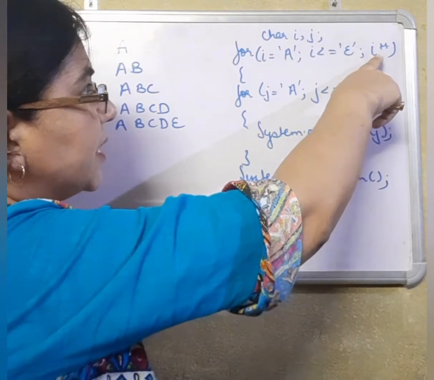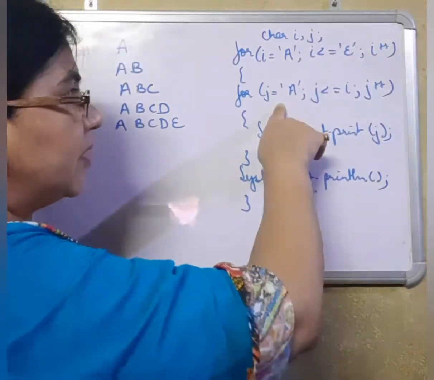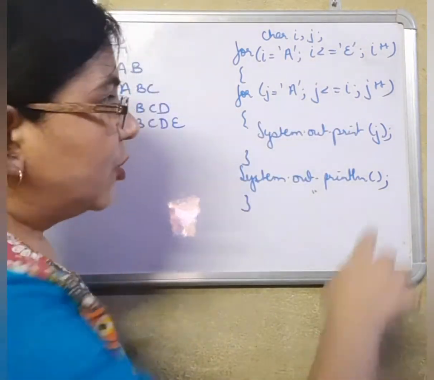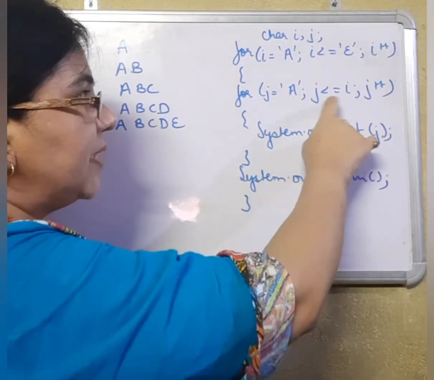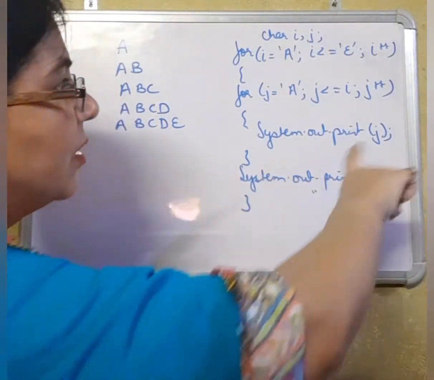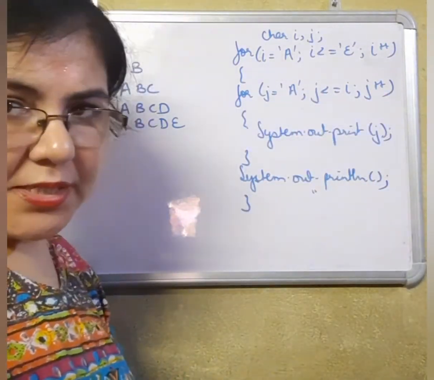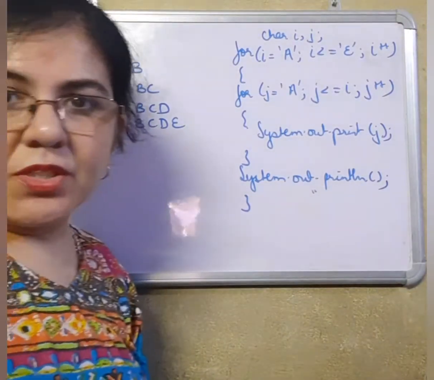Then I will increase and it will become B. B is less than or equal to E? Yes. J will restart with A. A less than or equal to B? Yes. A will be printed again. Then J will increment and it will become B. B less than or equal to B? Yes. B will also be printed. J will become C. C less than or equal to B? No. It will go to the next line. So this way this also works. We get an opposite of this.